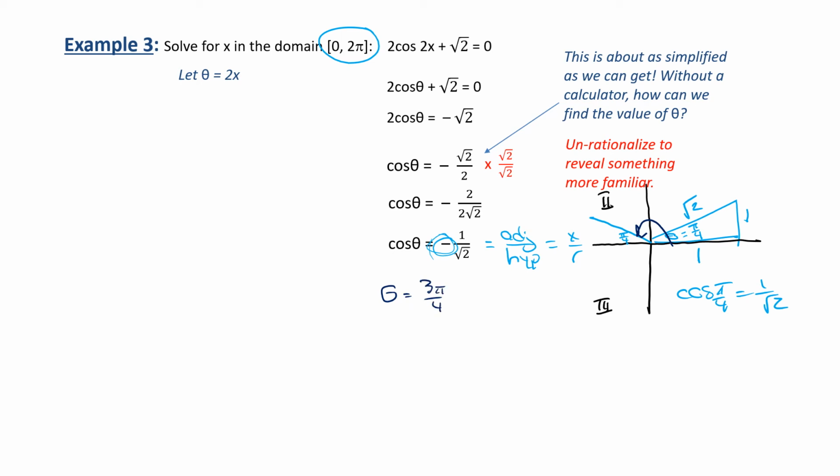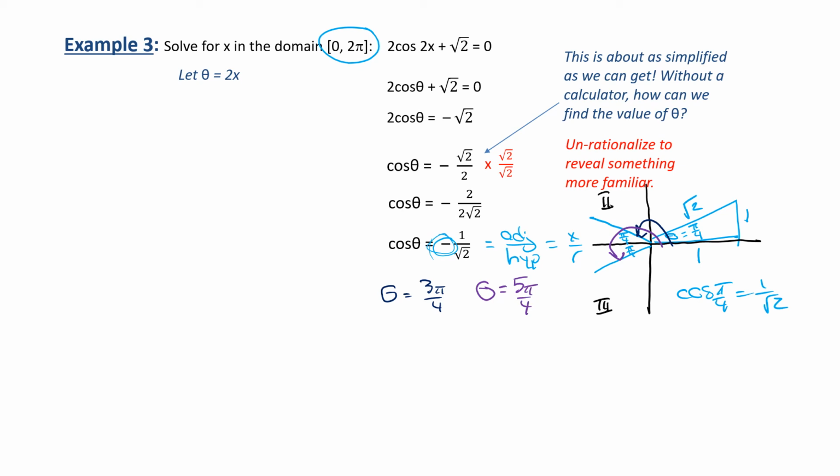And now I take my pi over 4 angle and I put it in quadrant 3. There's my pi over 4 angle there. And what's this rotation? That one is going to be 5 pi over 4.